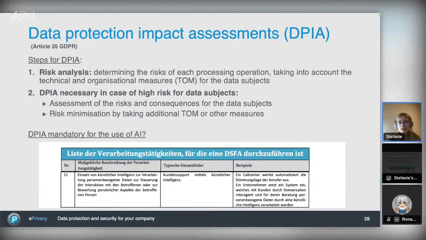So for AI systems, there is generally no requirement to perform a DPIA. The authorities have listed examples of where a DPIA is necessary. For example, here is one from a German authority, which says that where a call center is using an AI system to analyze the mood of the callers, a DPIA is required. But for other purposes, we need to check this.